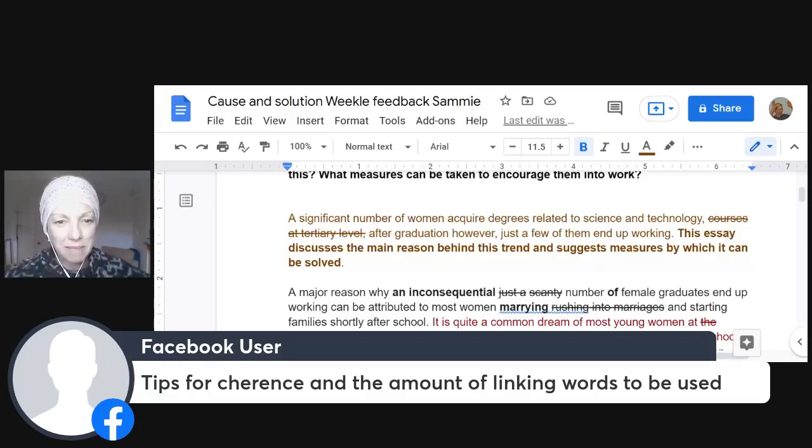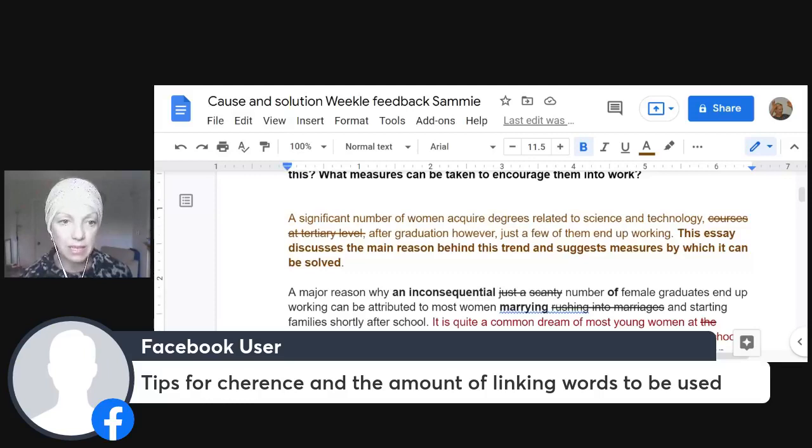Tips for coherence and the amount of linking words to be used. For coherence, I don't want to see lots of furthermore, to illustrate. Every sentence starting with a linking word makes it sound robotic. So I would love to see phrases like, this means that, or this is because. When you're using this or these, it's wonderful for your coherence and cohesion because you're referencing the previous sentence.